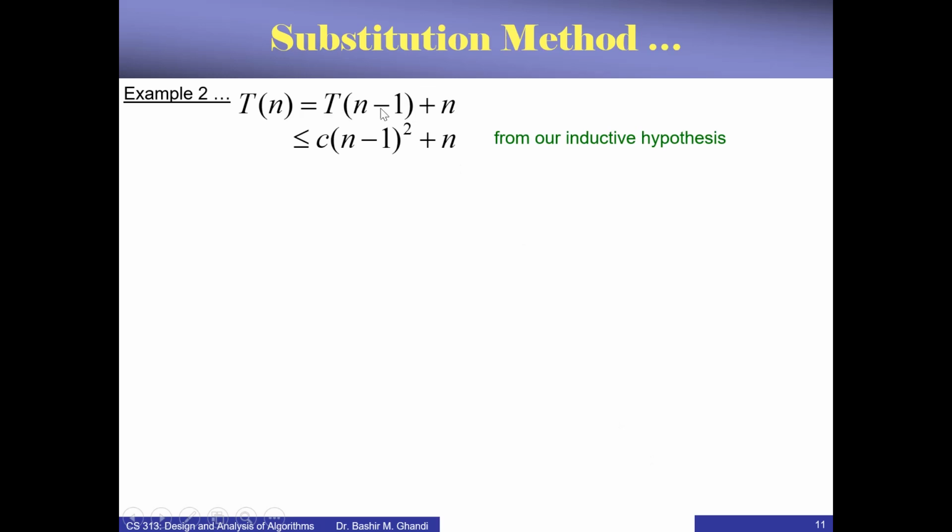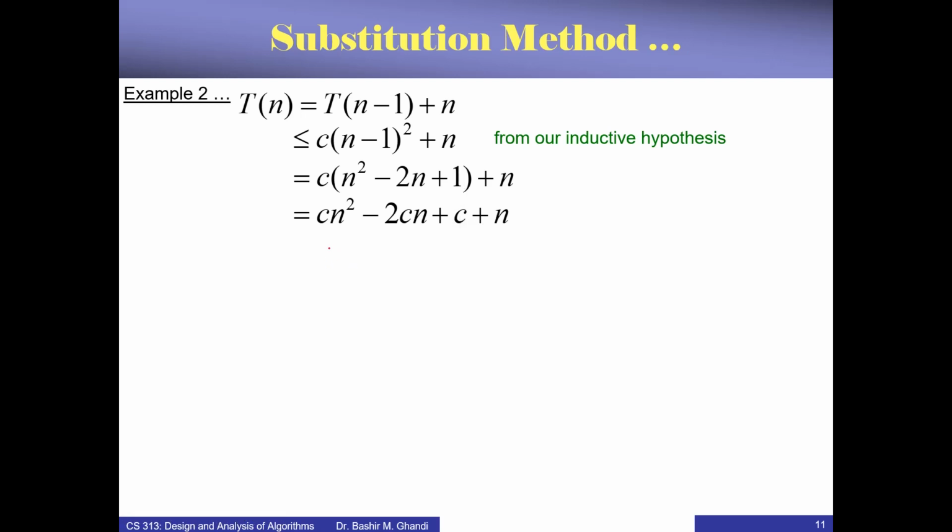So instead of Tn minus 1, we will substitute it with c times n minus 1 squared based on our hypothesis. Just replace the equal sign with less than or equal to. Now if you expand this quadratic, n minus 1 squared is n squared minus 2n plus 1. And if you multiply by the c here, you will have cn squared minus 2cn plus c plus n.